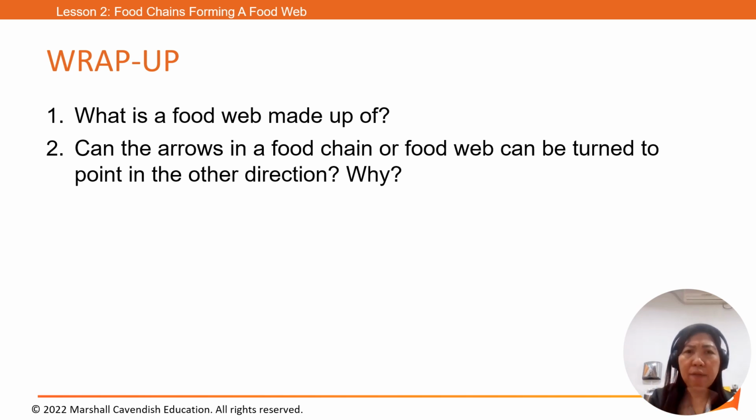No, no, everyone, remember. Because why? Each arrow in the food chain leads from the living thing that is being eaten to the living thing eating it. So it shows the flow of energy from one living thing to the next. So it cannot be turned the other way around. So no, everyone, remember that.